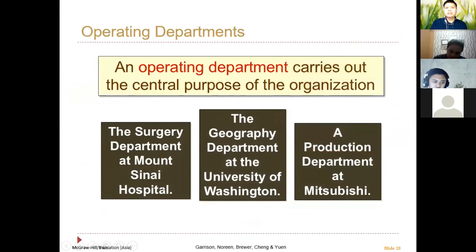Ayan. So operating departments, an operating department carries out the central purpose of the organization. The surgery department at Mount Sinai Hospital. O ito, the geography department at the University of Washington. Or the production or manufacturing department of a car company. So ito yung examples of operating departments.